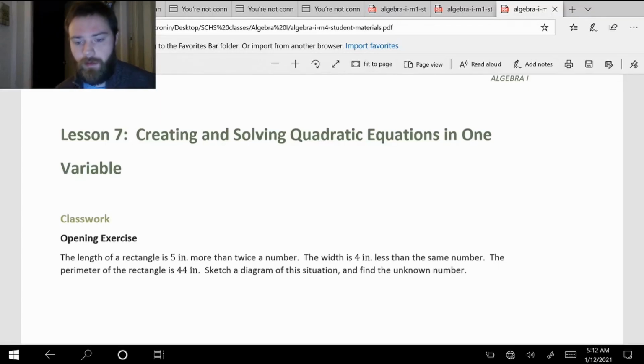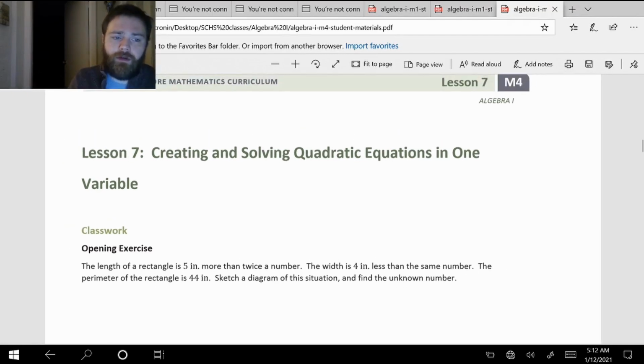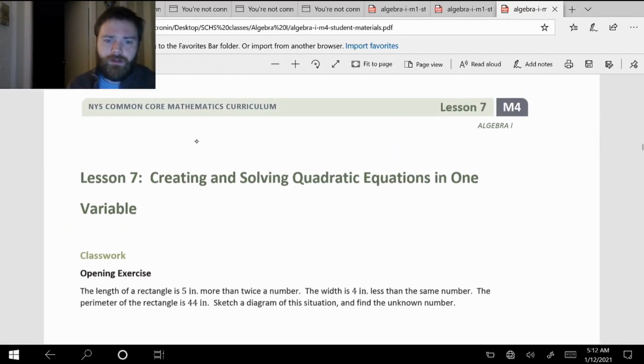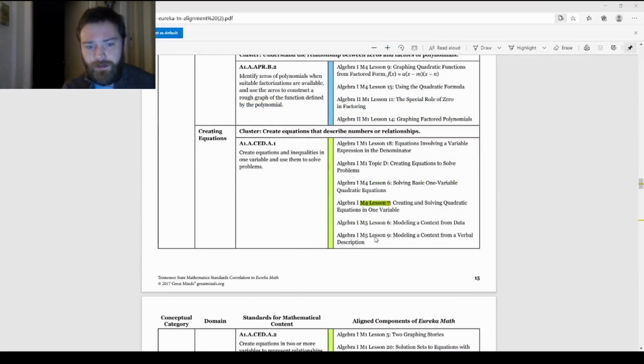Okay, so let's talk about this lesson. We're going to talk about lesson 7, creating and solving quadratic equations in one variable. For me specifically, this is applicable for Algebra 1 and my Algebra 2 students because there's a lot of quadratics involved, which are involved in both standards, and these are all in context. Let's talk about these standards.